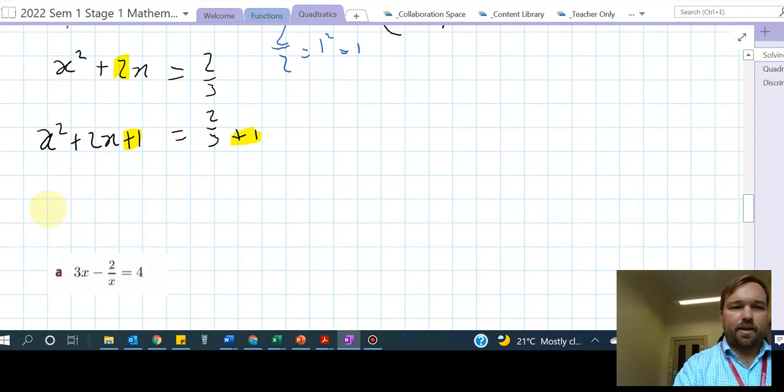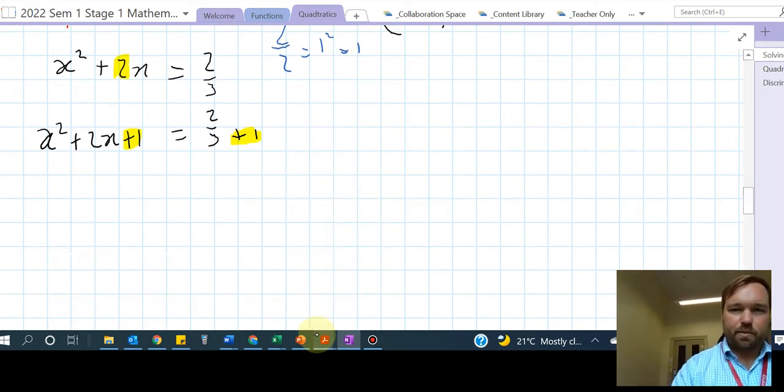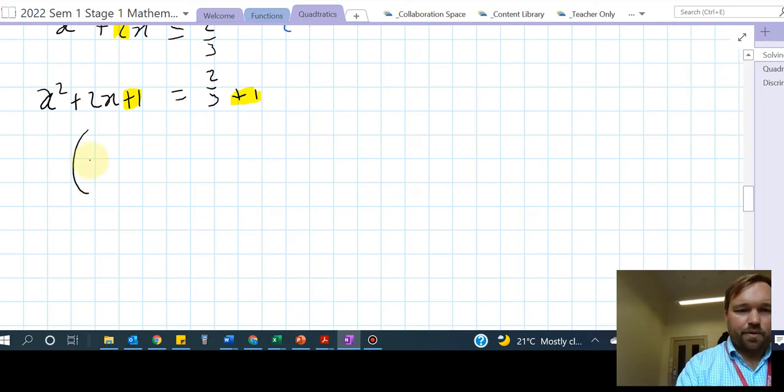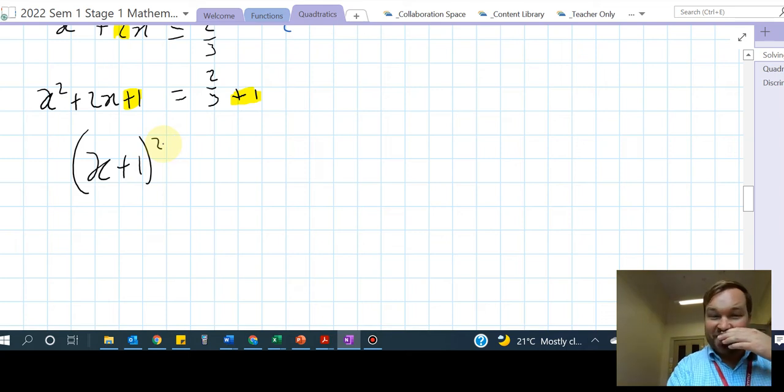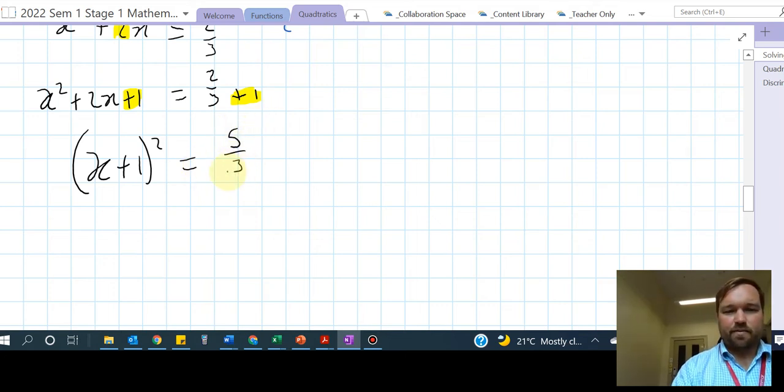Then what we've set up here is a perfect square. That factorizes into x plus 1 squared. If you need to convince yourself, you're looking for two numbers that add to 2 and multiply to 1, that's 1 and 1, so it's x plus 1 all squared. On this side here, combine the fractions. That should be 5 on 3.